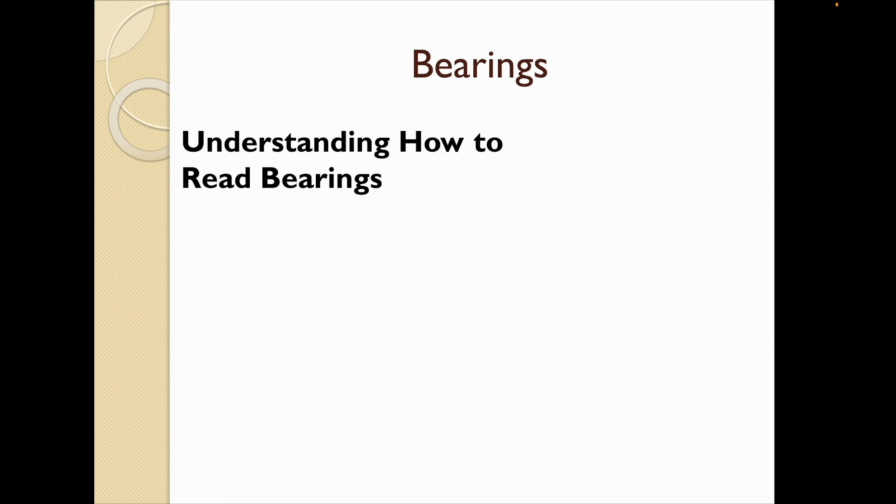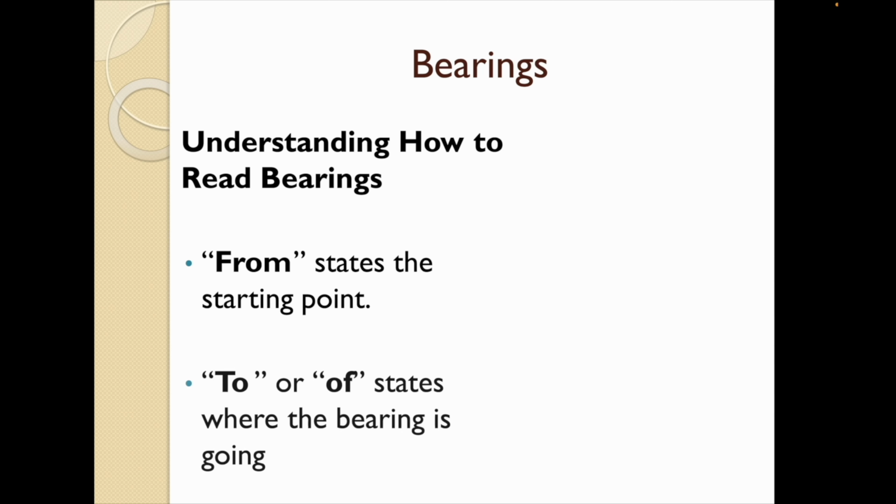What we need to understand is, what do we look at when we're reading bearings? When I say from, that's stating the starting point. If I'm saying to or of, that states where the bearing is going. So for instance, if I'm saying I'm traveling from Anguilla to St. Martin, where is my starting point? Anguilla. And where am I going to? St. Martin. So this is what we need to understand.